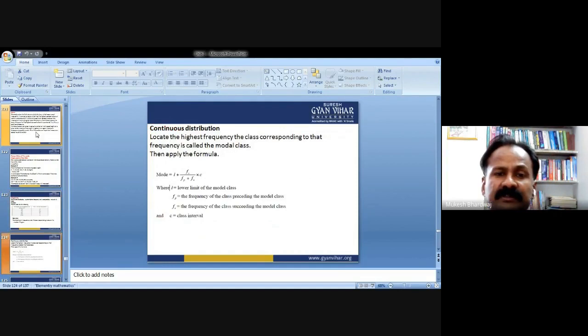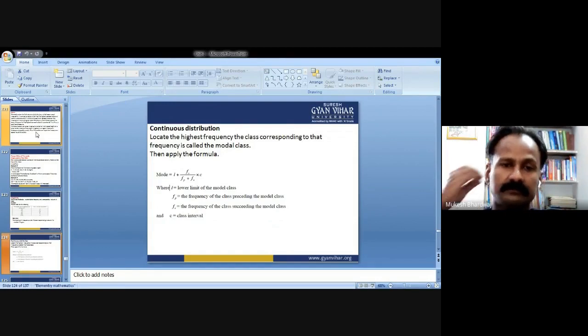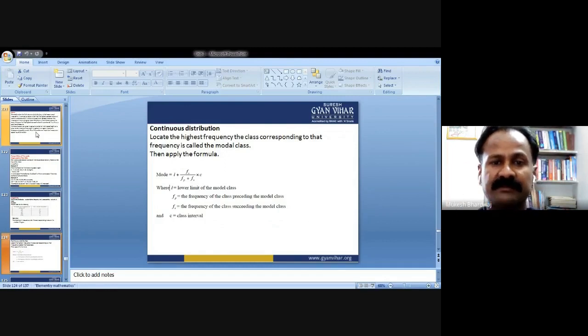Now, continuous data or continuous distribution. Locate the highest frequency; the class corresponding to that frequency is called the modal class. Then apply the formula. Mode equals L plus Fs upon Fp plus Fs into C, where L stands for the lower limit of the modal class, Fp stands for the frequency of the class preceding the modal class, Fs is the frequency of the class succeeding the modal class, and C equals the class interval.